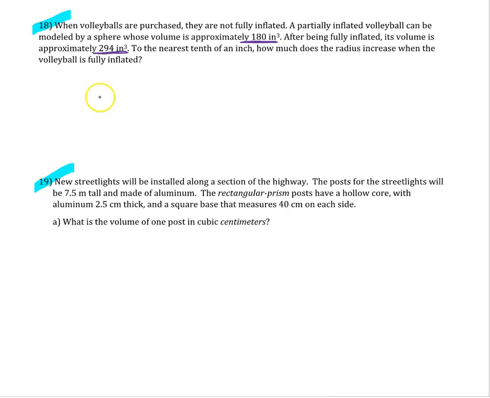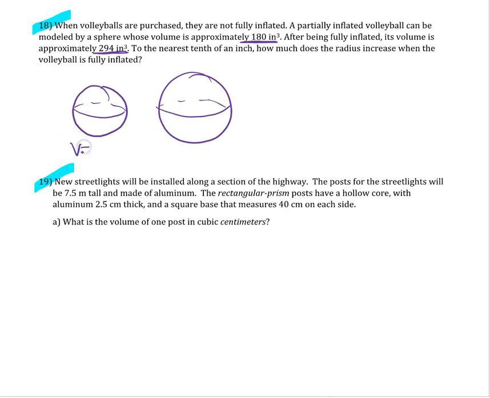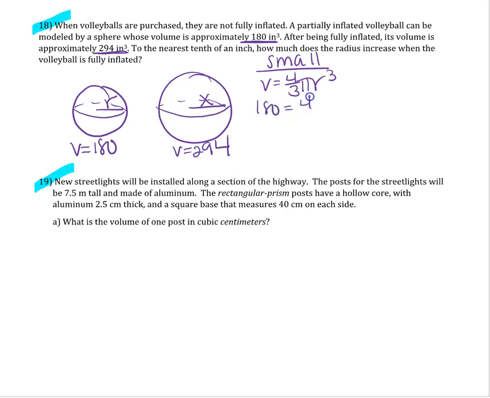Ooh. Okay, so essentially you've got a small sphere and a bigger sphere, and it's inflated more. The volume of the smaller sphere is 180. The volume of the larger is 294, both in terms of inches cubed. I want to find the radii of each of them, and then I'm going to find how much they change, so how much difference is between them. So starting with the small one. Volume is 4/3 pi r cubed. I know the volume is 180.